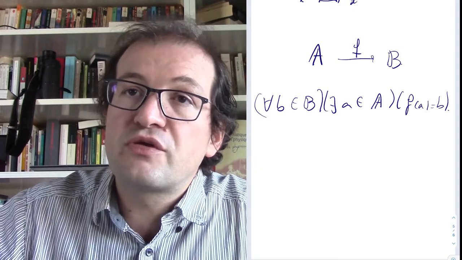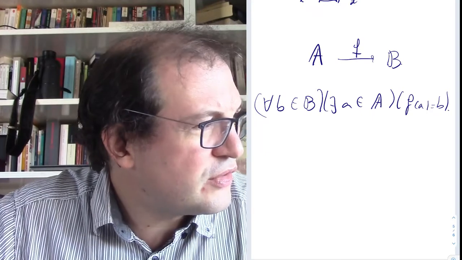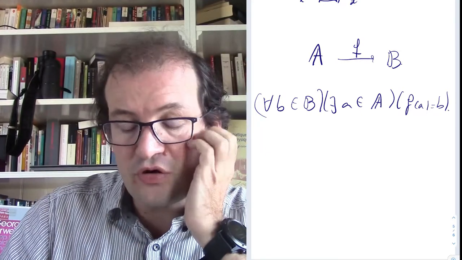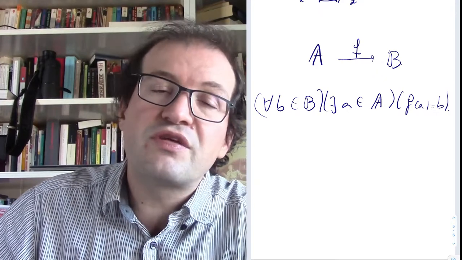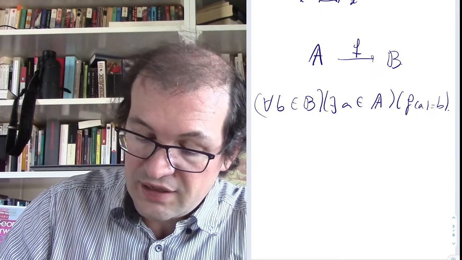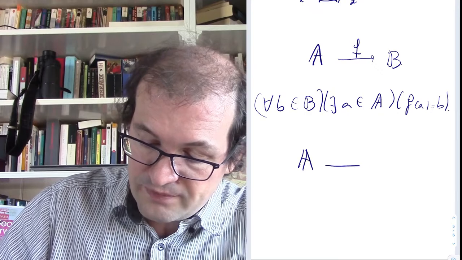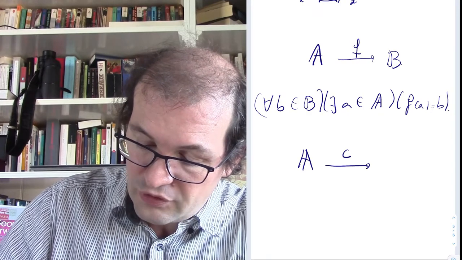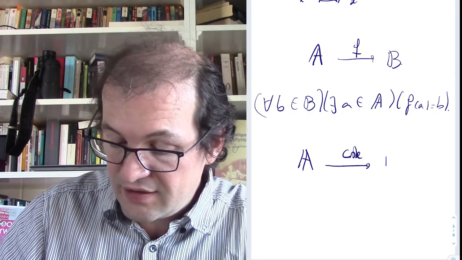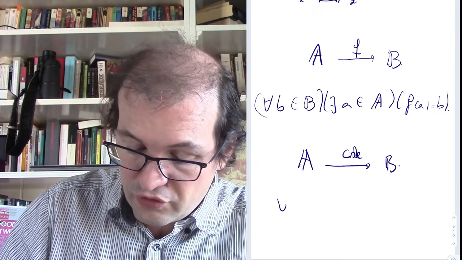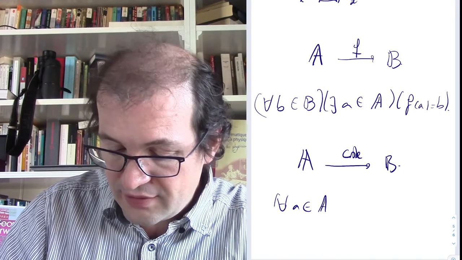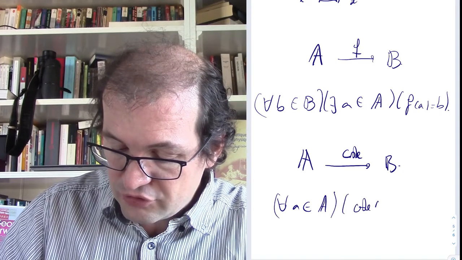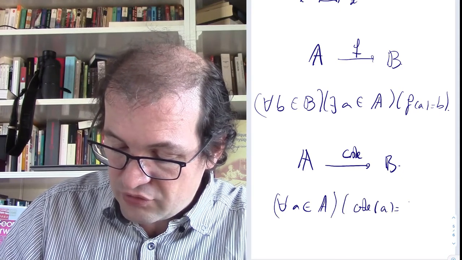And there are very few of them, actually. I can myself think of only one. There are certainly more, but I can think of one function which is a constant function, or as many constant functions as there are elements in B. So the constant function, we can call it C, or Cste, is a function which, for all possible variables in the domain, the constant function of a is equal to b.